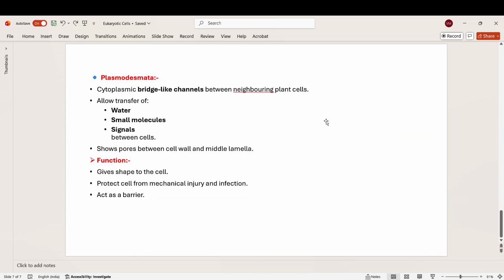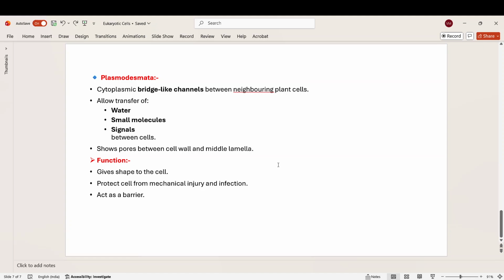Next is plasmodesmata. Finally, let's talk about plasmodesmata. Plasmodesmata are tiny cytoplasmic bridges between neighboring plant cells. They allow the transport of water, ions, small molecules, and signals from one cell to another, which helps the plant coordinate its activities and function as a unified system. It shows pores between the cell wall and middle lamella.